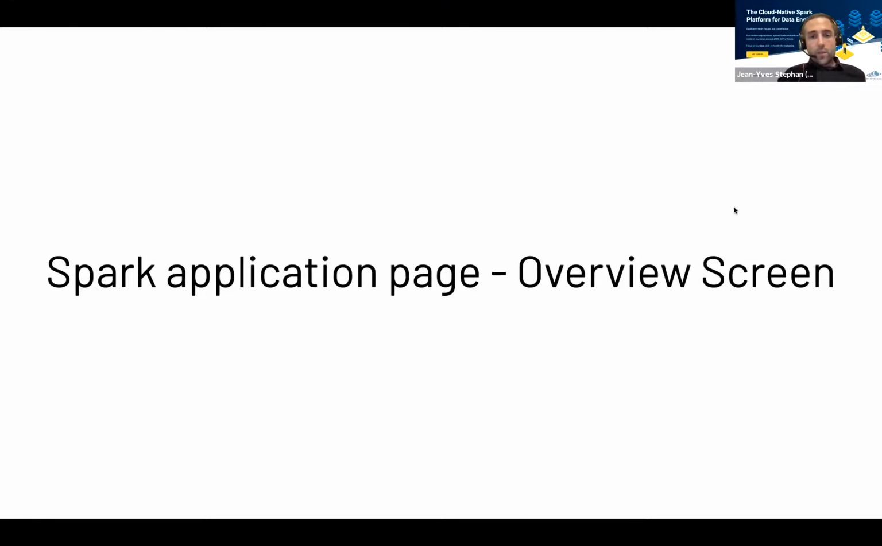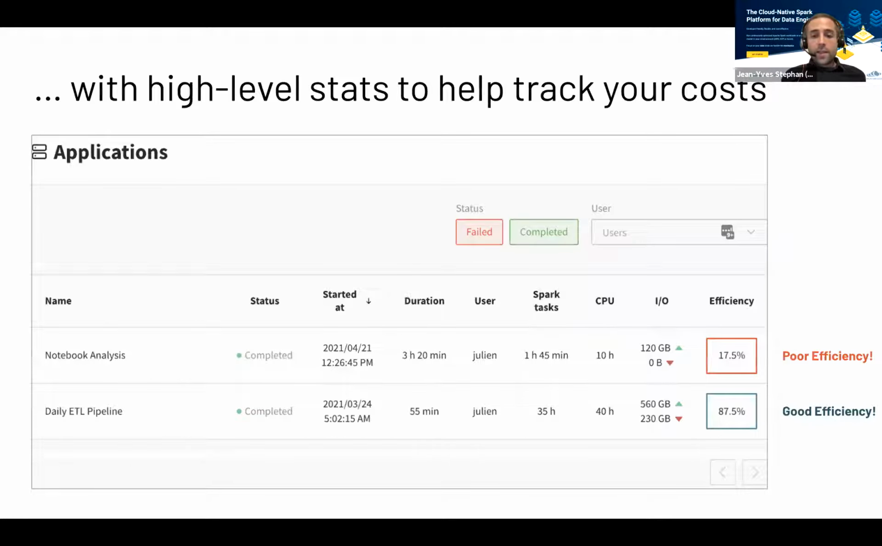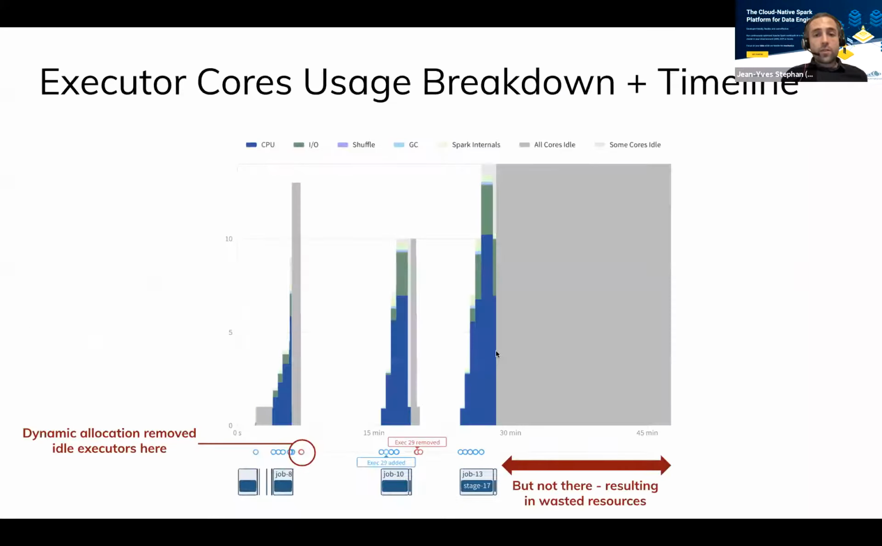The next thing I wanted to cover is, so we've seen the general dashboard with the high-level metrics, and now I want to show you what it looks like when you actually dive deeper into a specific Spark application. So we call that the overview screen. And so the first screen we're going to show looks like this. It's called Executor Cores Usage Breakdown. So what does that mean?